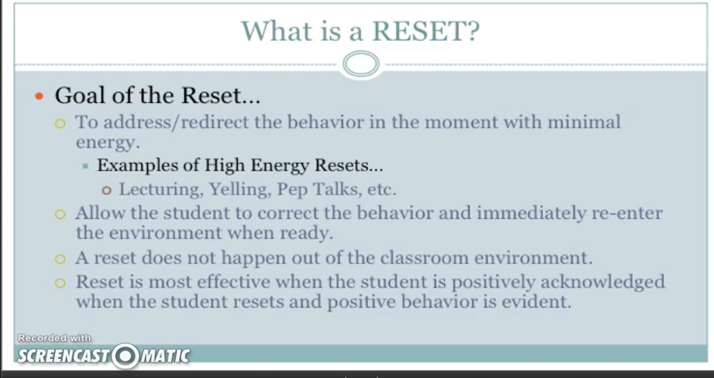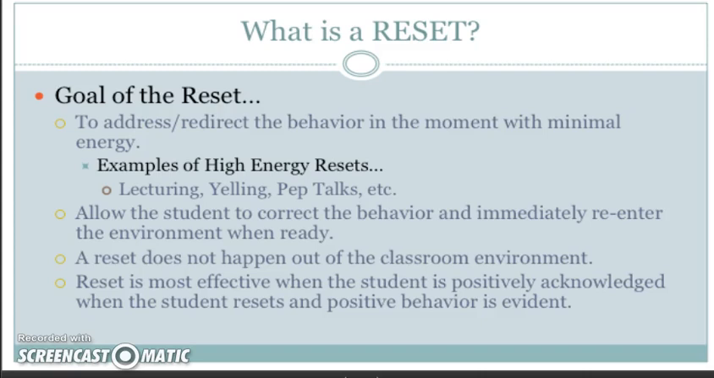One of the key components of the nurtured heart approach is utilization of the reset as a consequence. The goal of the reset is to address or redirect the behavior in the moment with minimal energy. Examples of high energy resets include lecturing, yelling, or pep talks. Effective resets allow the student to correct the behavior and immediately re-enter the environment when ready. A reset does not happen outside of the classroom environment.